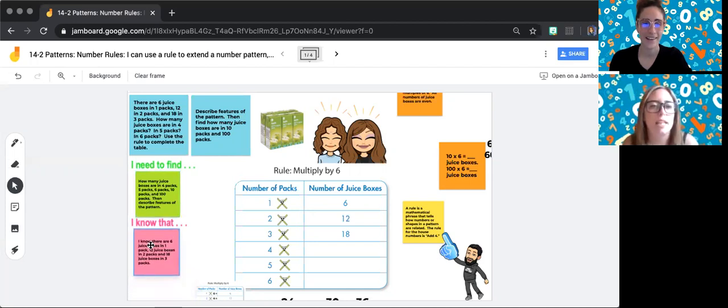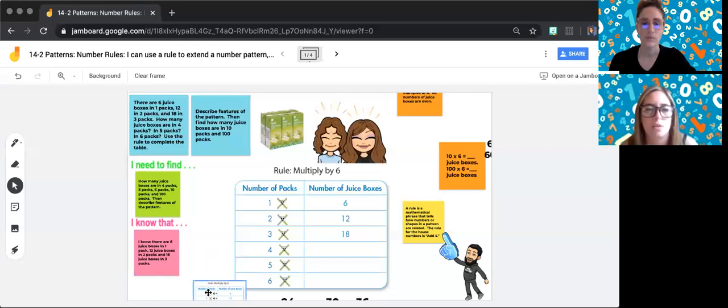Well, I know that in 1 pack of juice, there are 6 juice boxes. In 2 packs of juice, there are 12 juice boxes, and in 3 packs of juice, there are 18 juice boxes. Okay, so let's see if we can find out how to figure this out by looking at the table. What relationship is there between the number of packs and the number of juice boxes? So I'm noticing that the table is giving us a rule, and the rule says that we need to multiply by 6. So it looks like we're going to multiply the number of packs by 6.